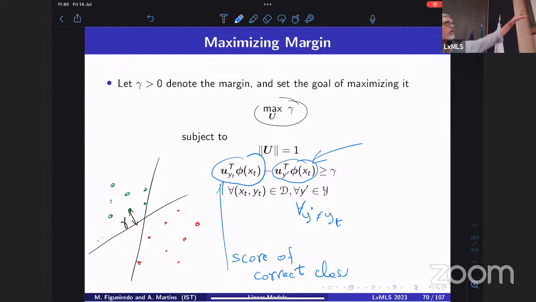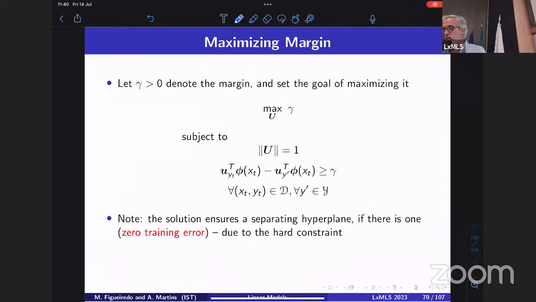And now I want to maximize the margin, and I'm going to constrain the norm of u to be equal to 1, because otherwise it's trivial to maximize the margin. If I multiply all these u's by alpha, the margin grows by alpha. And that's not what I want. I just want to find the direction. I don't care about the value. I just care about the direction. So I say, okay, let's keep the norm of u equal to 1.